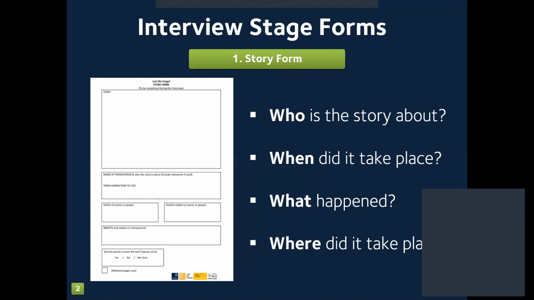If they talk about the person maybe being born in Southampton, or they fought in a certain battle, or they were on the Western Front, just jot that information down there. And then in the next box, where it says objects in relation to story person, you just write down some very basic information about the items they brought along. You don't have to list the name of every medal. You can just say medals, for example. And you'll see why on the next slide. And then right at the bottom, you can see there's a question that says, did this person survive the war? Yes, no, or not sure.